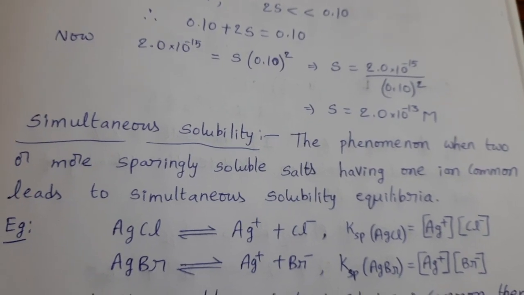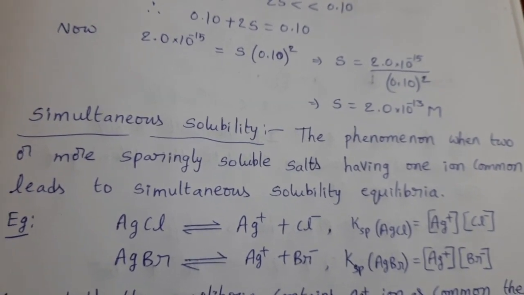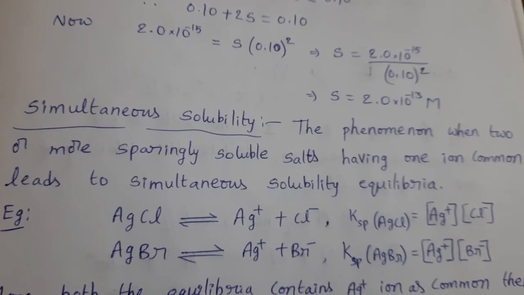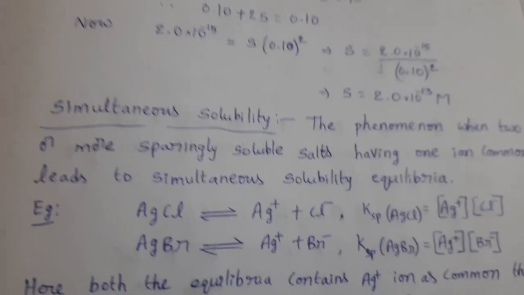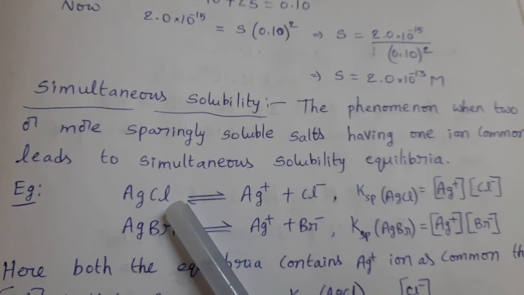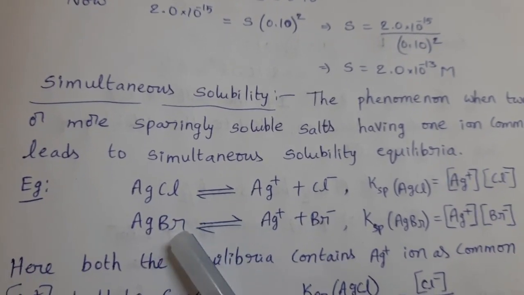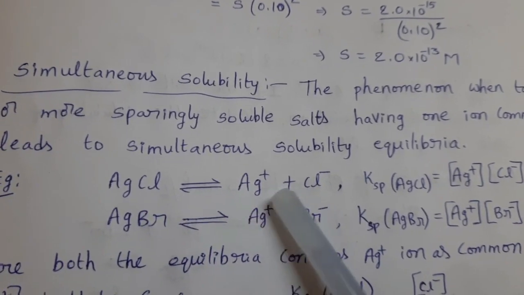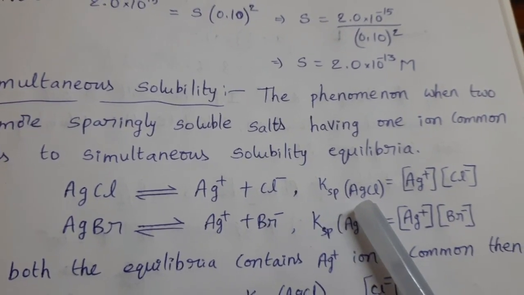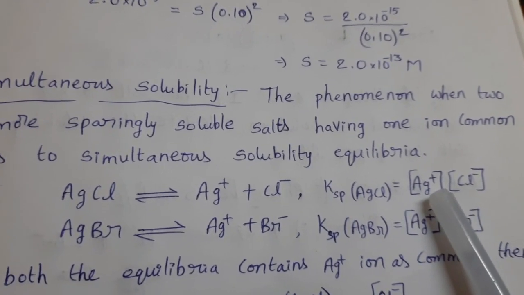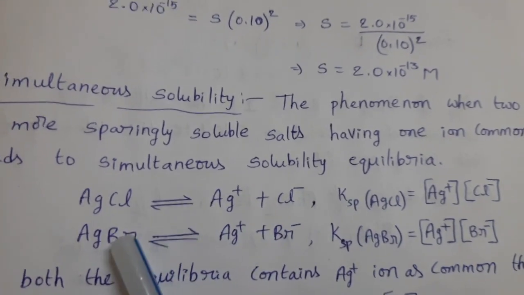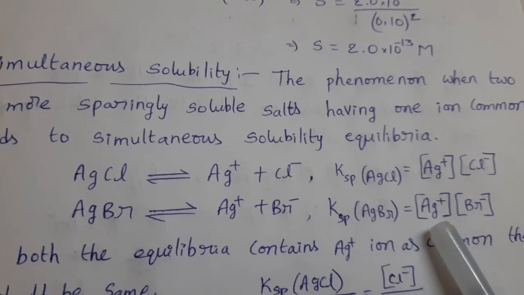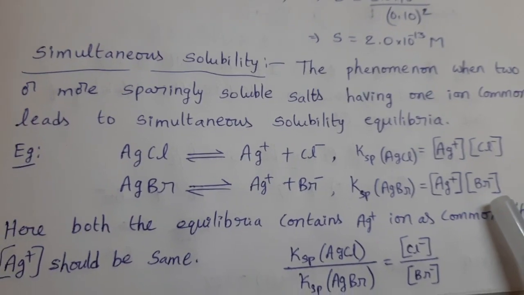Two sparingly soluble salts are mixed. In these two salts, one ion is common. Then we can observe simultaneous solubility equilibria. See the example, AgCl, a sparingly soluble salt, and AgBr, this one is also a sparingly soluble salt. AgCl undergoes partial ionization and produces Ag plus and Cl minus. For this, Ksp, the ionic product of AgCl, equals Ag plus ion concentration into chloride ion concentration. AgBr produces Ag plus and Br minus. Solubility product of AgBr equals silver ion concentration into bromide ion concentration.